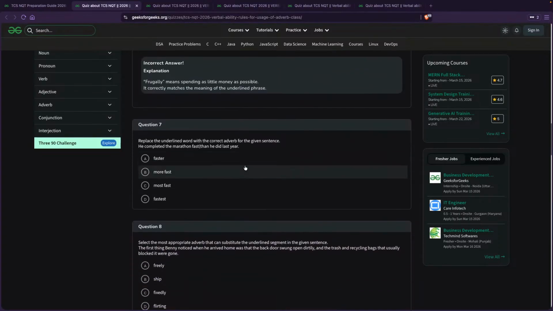Replace the underlined word with the correct adverb for the given sentence. He completed the marathon faster than he did last year.